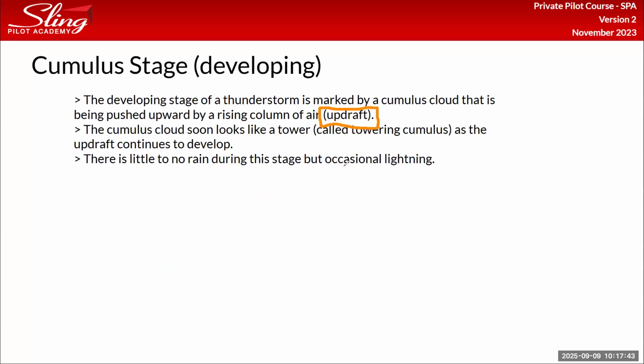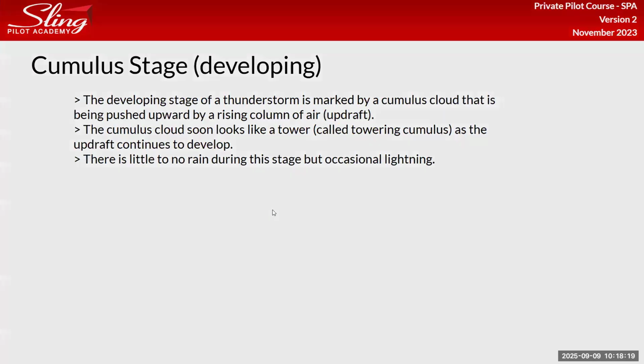Updrafts. So little to no rain during this stage. You could have lightning, but we need to remember the first stage of a thunderstorm, the developing stage, is categorized by updrafts, rising columns of air. Okay. Cumulus cloud continues to rise. Soon it looks like a tower. We've created a towering cumulus cloud as updrafts continue to develop. So, developing stage, cumulus stage is the stage characterized by updrafts.